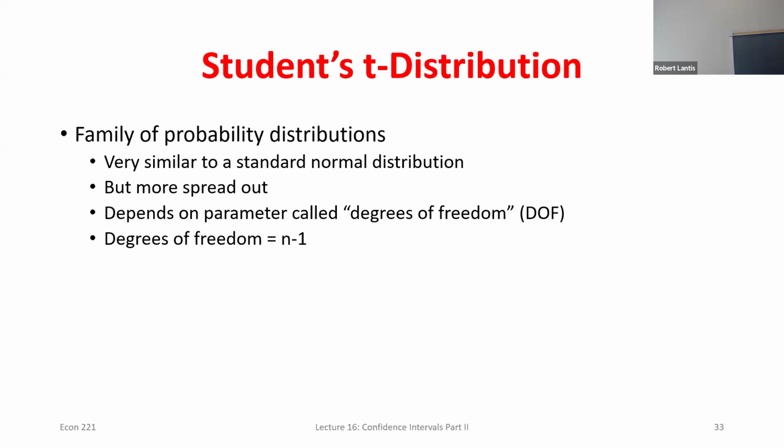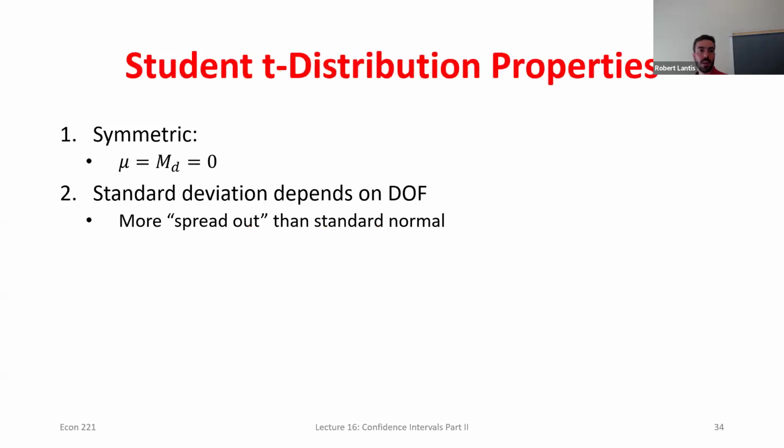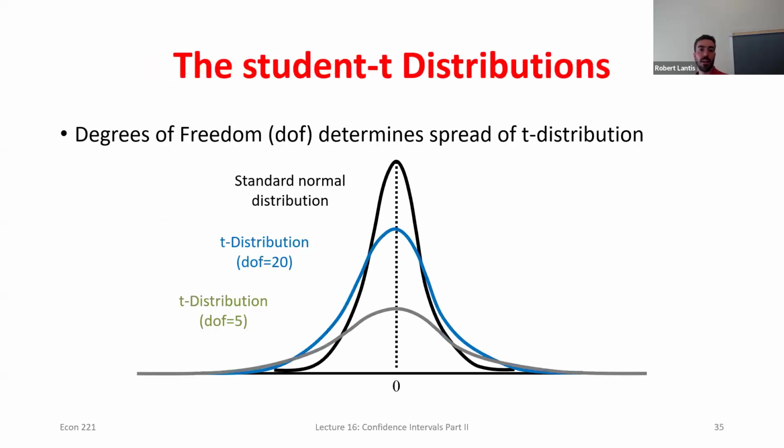It's going to be getting closer and closer to a standard normal distribution. In fact, if we did have an infinite sample size, in theory that student t distribution would be the standard normal. Okay? So what does it look like visually? And I'll come back to this in a second. It's going to look something like this, right? So I've got degrees of freedom here.